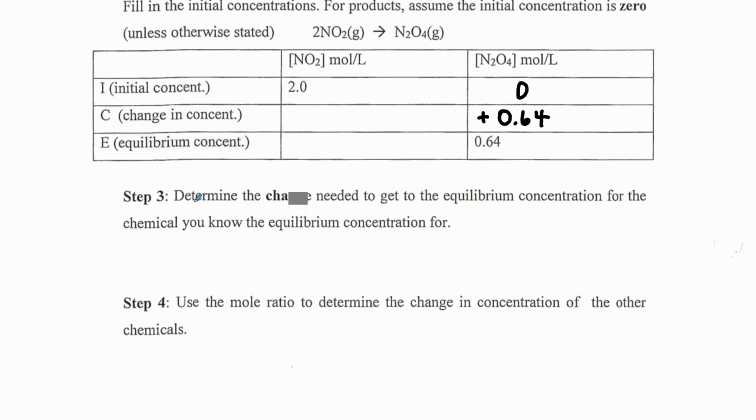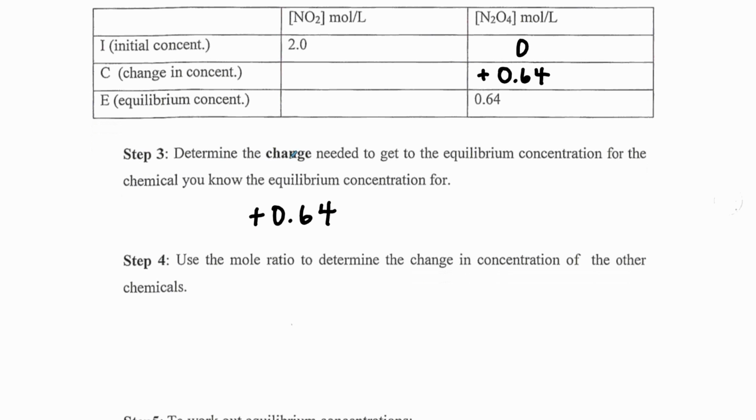Okay, so step 3 was determine the change needed to get to the equilibrium concentration for the chemical you know the equilibrium concentration for. So that's what I just did there. In order to get from 0 to 0.64, we have to add 0.64. Okay, so how can that be applied to our reactant? So we're going to use the mole ratio to determine the change in concentration of any other chemicals involved. So I know that the change in concentration of N2O4 is 0.64.